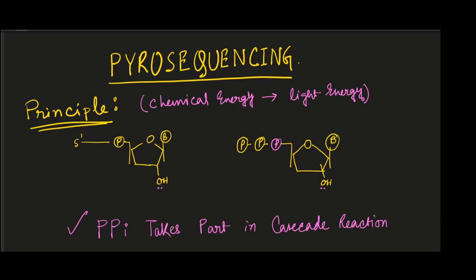Today I am going to talk about pyrosequencing. Now, pyrosequencing is also an SBS technique. That means we are going to sequence our template DNA by synthesizing its complementary strand, and it's a next generation sequencing. That means it is more advanced than Sanger sequencing.